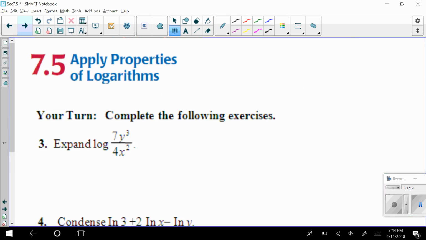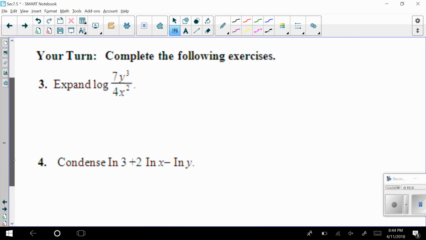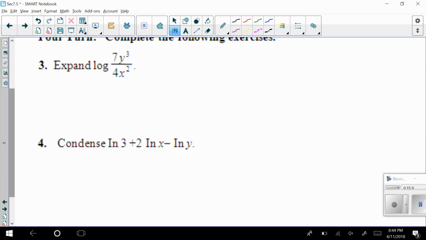So try these next few on your own. So you're expanding the logarithmic function and then you're condensing the logarithmic function. You can pause the video while you work and then you can unpause for the solution.